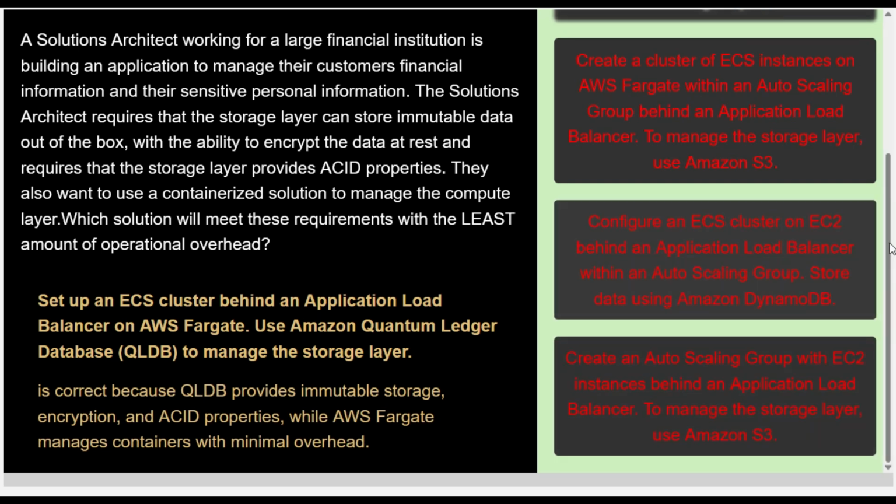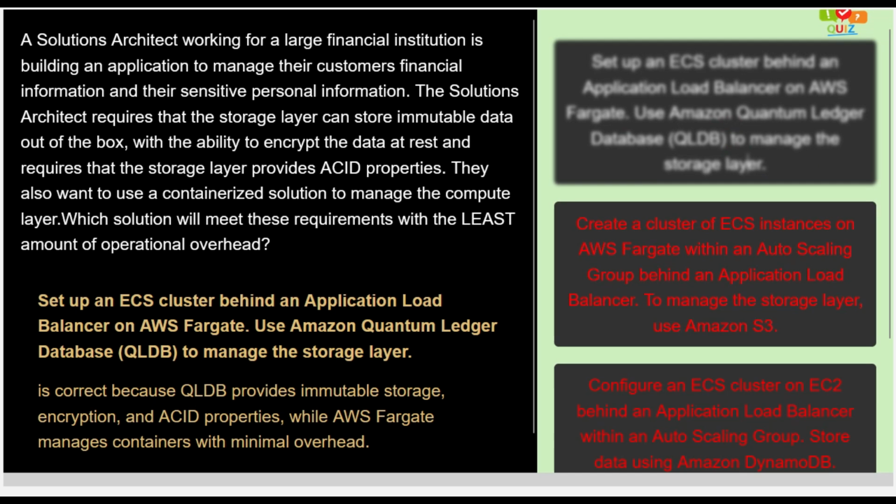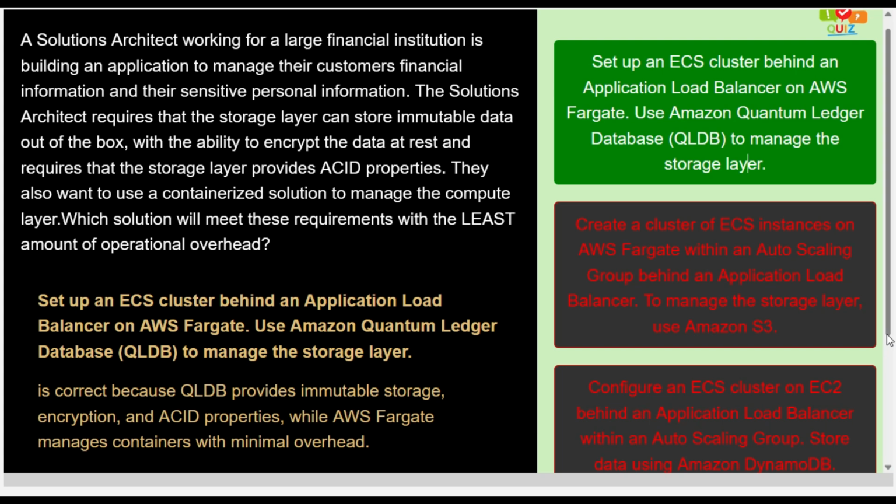Let us go to option 1. Set up an ECS cluster behind an application load balancer on AWS Fargate. Use Amazon Quantum Ledger Database, QLDB, to manage the storage layer. This option is correct because QLDB provides immutable storage, encryption, and ACID properties, while AWS Fargate manages the containers with minimal overhead. Alright, so at the end, your option number 1 is the correct answer.